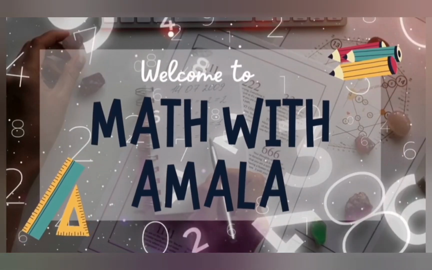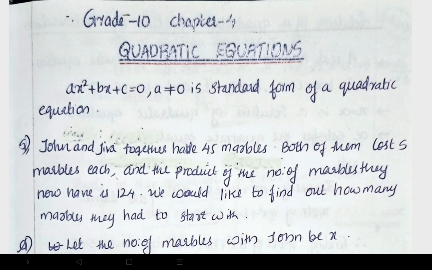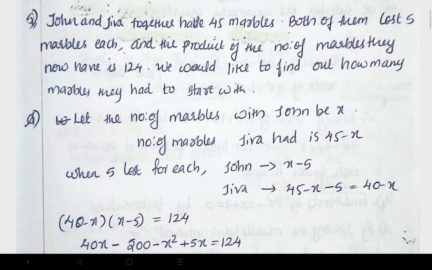Let's start a new part of your chapter. Number 4 of grade 10, quadratic equations. The standard form for any quadratic equation, whose degree is 2, is ax square plus bx plus c equal to 0, where a not equal to 0 and b and c can be 0. Since a not equal to 0 implies x square's coefficient should always be a constant rather than 0.